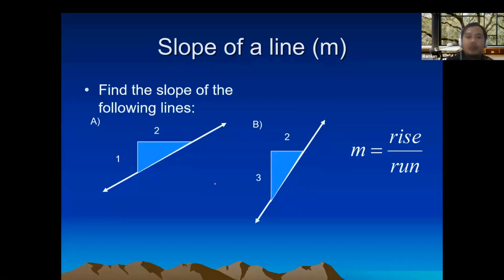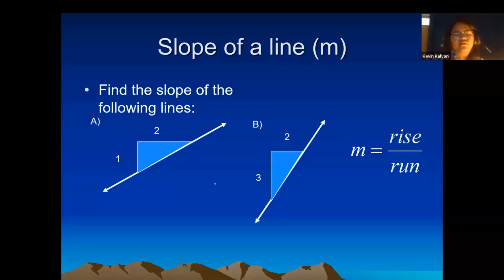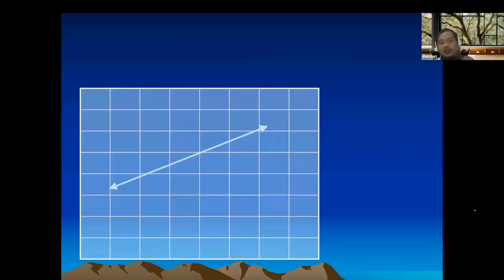Okay, question. These two lines, we have line A and line B. I'm going to Kevin again. Kevin, what do you think is the slope for line A? It's 0.5, right? Because it's 2. Yeah, okay, very good.